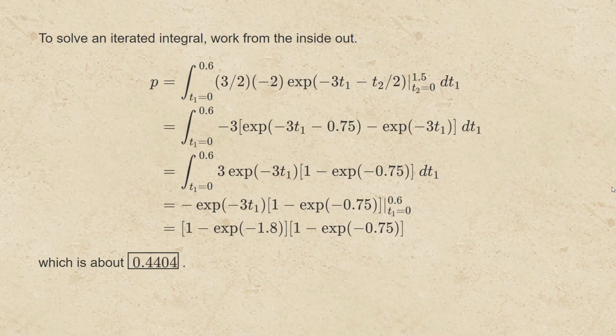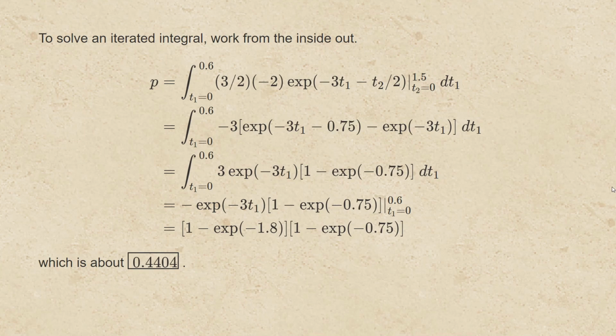P equals the integral as t1 goes from 0 to 0.6 of 3/2 times -2 times e to the negative (3t1 minus t2) over 2, evaluated between t2 going from 0 up to 1.5, dt sub 1. That inside evaluates to -3 times e to the negative 3t1 minus 0.75, minus the exponential of negative 3t1.